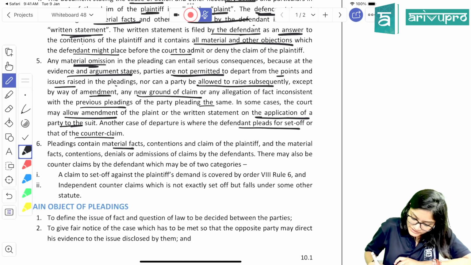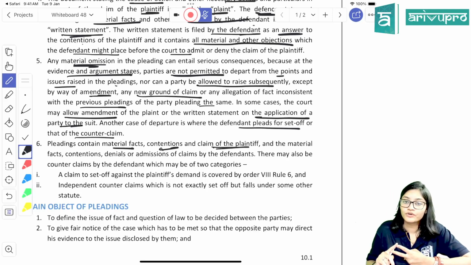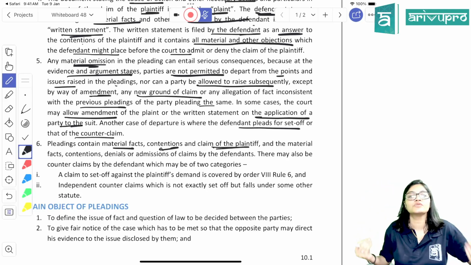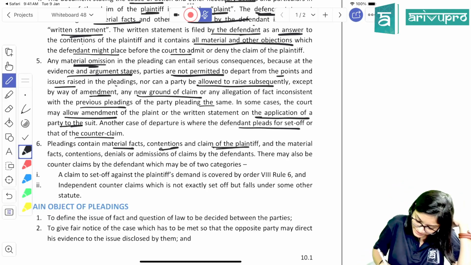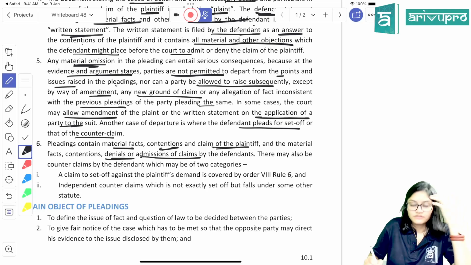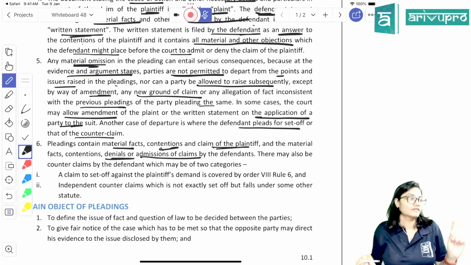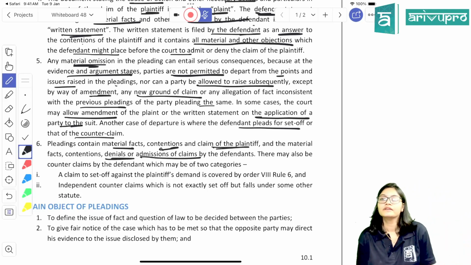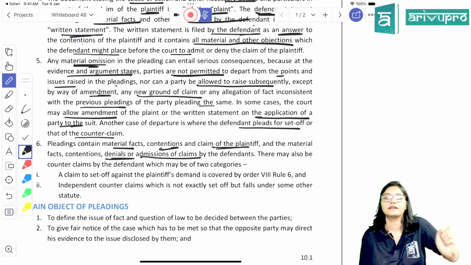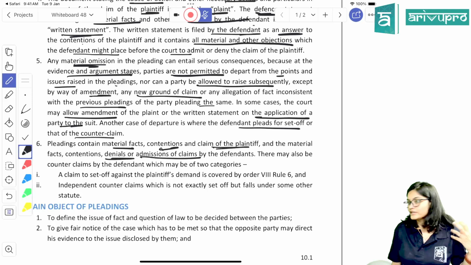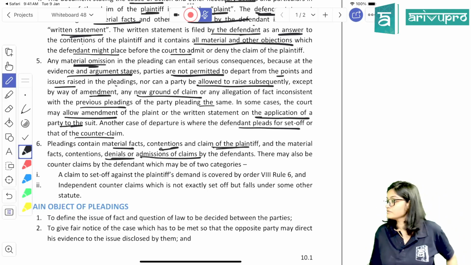Pleadings contain the material facts, contentions, and claims of the plaintiff. What are the material facts? What are the allegations I am putting? What are the contentions? Contentions means what discussions are going to be there. And what is the claim I am putting, right? And the material facts, contentions, denials, or admission of claims. The plaintiff has claimed. Now the defendant will either accept or deny. If you remember, in the previous chapter also I told you that as a defendant, for every claim you will have to mention that I accept, I deny, whatever, right? If you do not mention it, by default it will be assumed that yes, you have admitted the claim. Correct? So it is important.